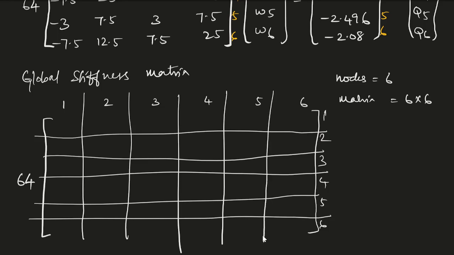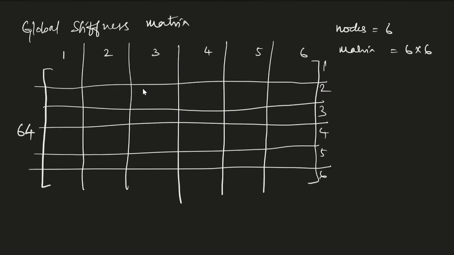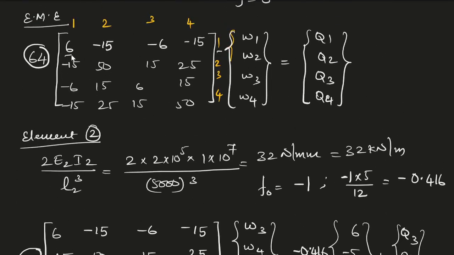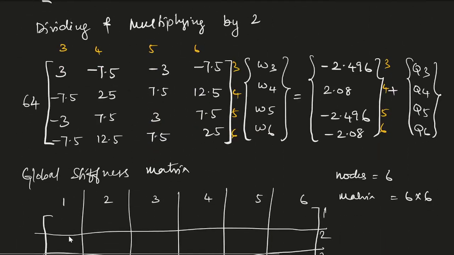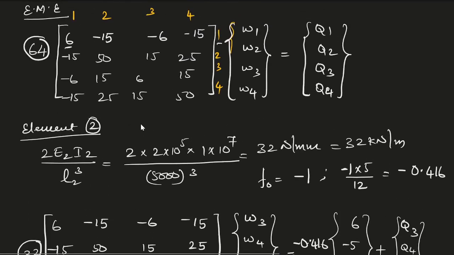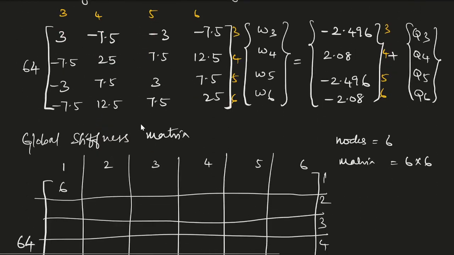Now we can fill in these numbers. So this is the first row and first column. We have to go to the first element, 1 comma 1. So 1 comma 1 is 6. Okay, and first row second column is minus 15, minus 6 and minus 15. So 1 comma 5 and 1 comma 6 are 0, 0. Okay, in a similar manner we can fill out all the values as well.